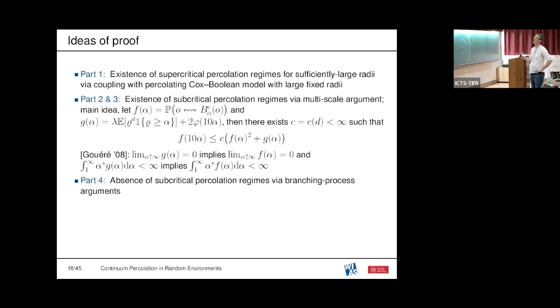Here is very briefly the multi-scale argument for items 2 and 3. So we check the probability to percolate outside some ball of radius alpha. Then one checks that percolating out of a 10 alpha ball can be written as percolating out of an alpha ball, but two times independently, that creates the square plus some error term. And this error term really governs the asymptotic behavior of this quantity. You can look at this error term, and you can read off all the information about the percolation probability. As I mentioned, the absence of percolation of a subcritical regime is by a branching process argument, which is already present in the textbook.